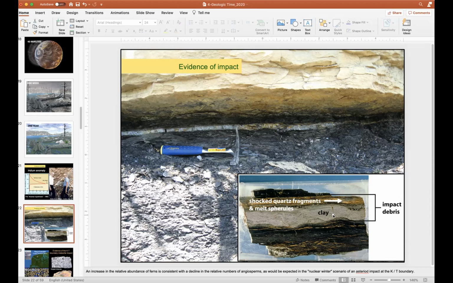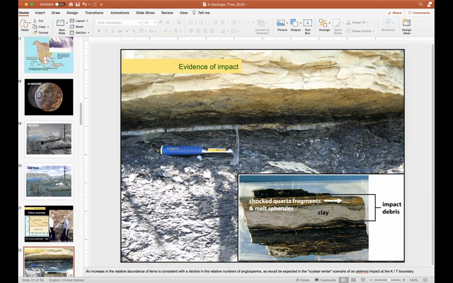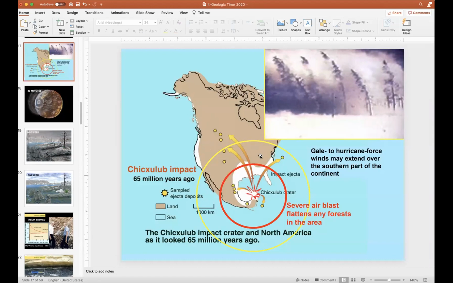Maybe not that hot, but it could have been that hot, hence the fires too. But these melt spherules were thrown out into the atmosphere and deposited. You saw in that earlier image, I'll just go back to it quickly. These are some of the impact ejecta. So there might have been melt spherules as far away as that.